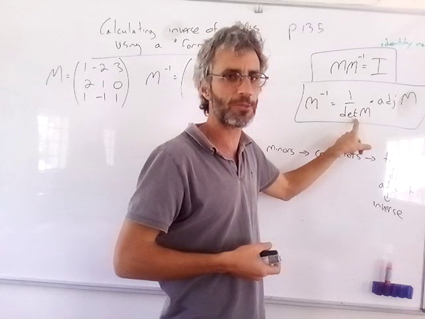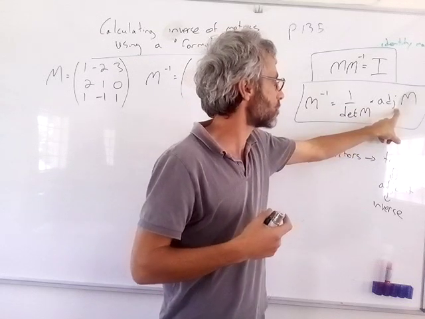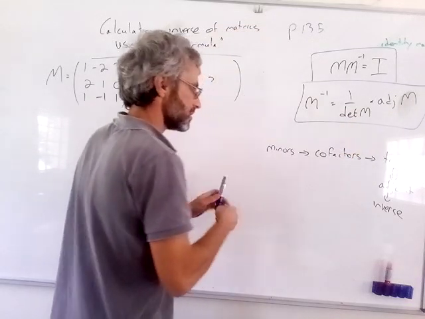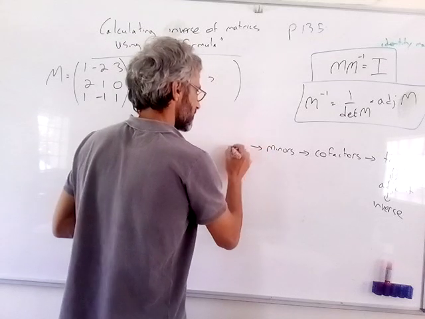So how do we get to the adjoint matrix? Because we understand the determinant, that's okay. How do we get the adjoint from that? So we start with M. Okay, that's your matrix, M.